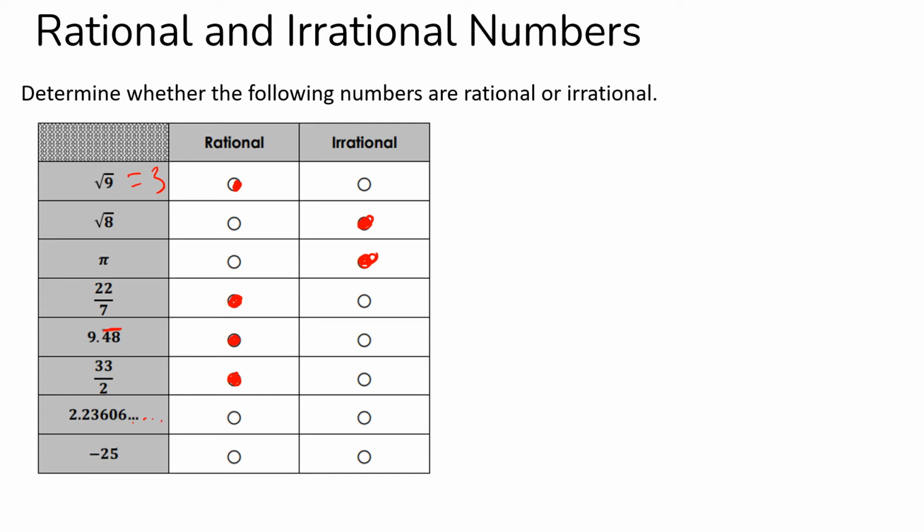2.23606... tells me that that keeps going infinitely. It does not repeat the same number. So that is irrational. And of course, -25 is rational. It is not a decimal that keeps going.